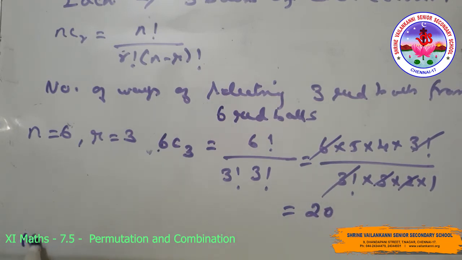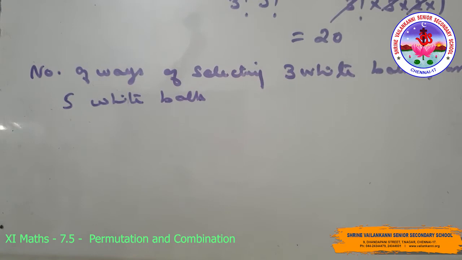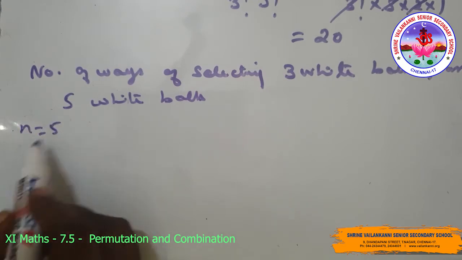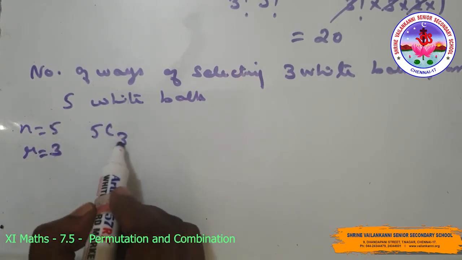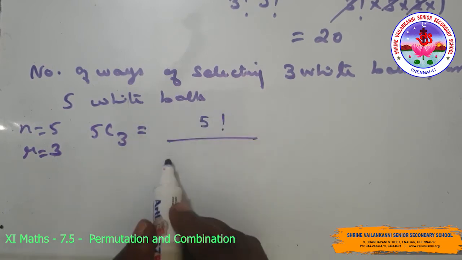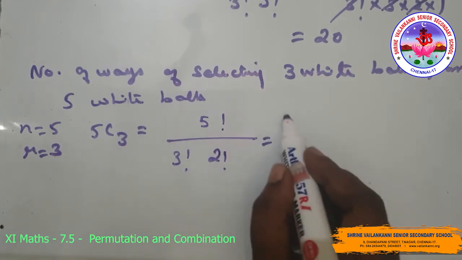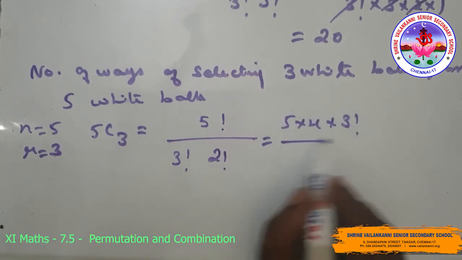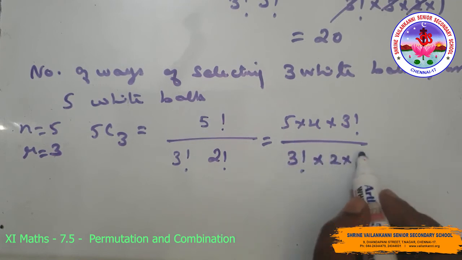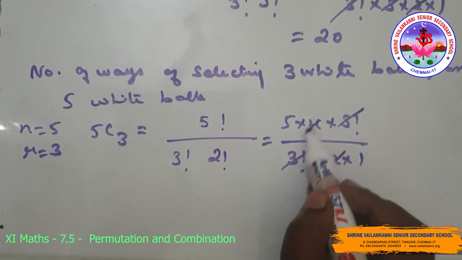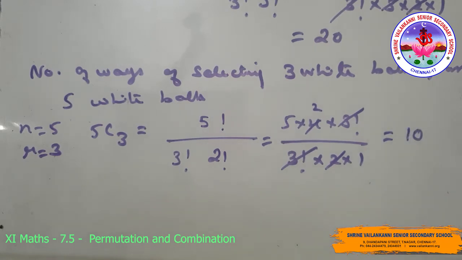Then the second part is the number of ways of selecting 3 white balls from 5 white balls. So we have n is 5 and r is 3. So 5C3, which is 5 factorial by 3 factorial into 5 minus 3, which is 2 factorial, which is equal to 5 into 4 into 3 factorial by 3 factorial into 2 into 1. So we can cancel this, then this, we get 5 into 2, which is 10.